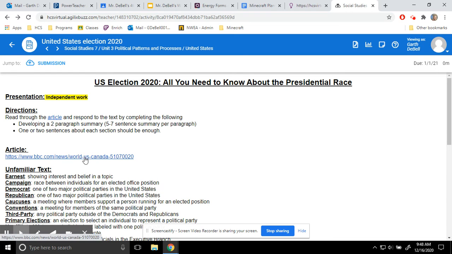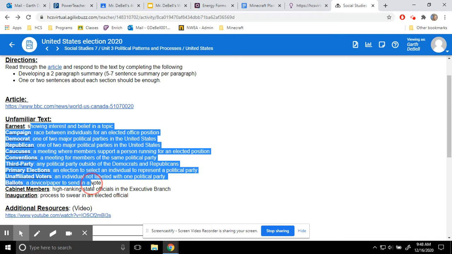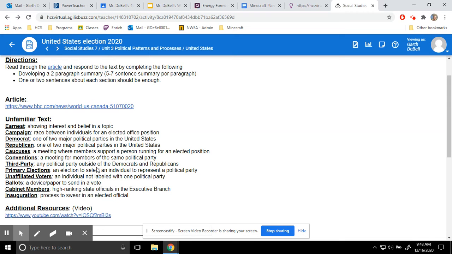Here's the article, it's from BBC. Here are some unfamiliar text. If there's a word that you don't know, that is where you can find those informational things there. And some of the stuff is like stuff that you only run into whenever you're talking about elections. Like a campaign, we know what that is, a Democrat or Republican, right? But caucuses, like that's something that you only hear about during elections. Conventions, maybe, and things like that.